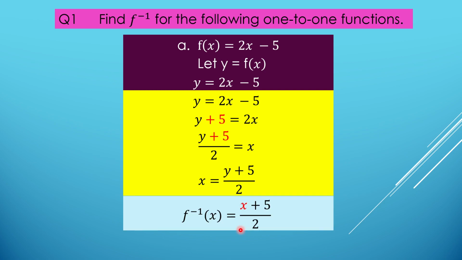Okay, at the end of the question, you must write the complete answer. Remember, the answer has to be in terms of x. So change the y to x. Therefore, the final answer for the inverse of f equals (x plus 5) over 2. And here you don't have to write the remark. Why? Because the denominator is a constant 2. You don't have the x term here. Therefore, you don't have to write the remark.